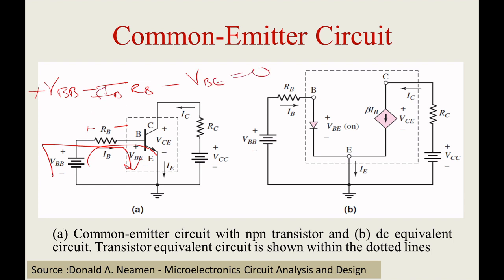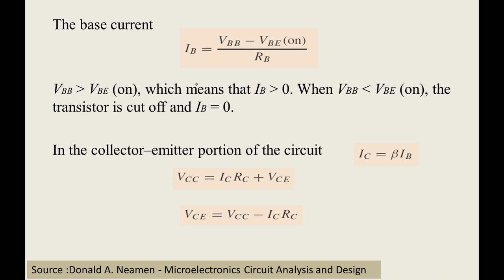From this I can find IB, I can find RB, anything. So I can find IB. Taking IB RB to the left side, we get the equation IB equals VBB minus VBE on divided by RB. That's it. Similarly, when you go for the output equation, I'll draw it here. Very simple, you just want to be very clear with your output.